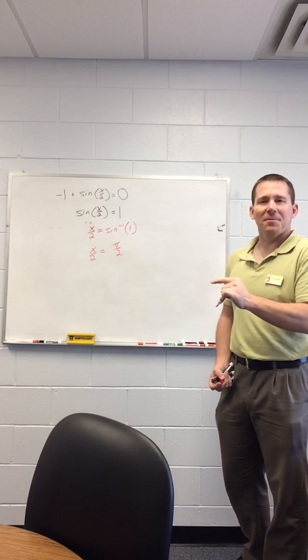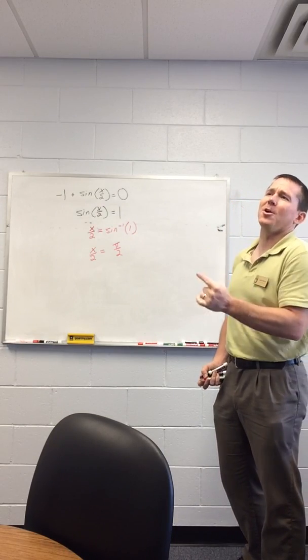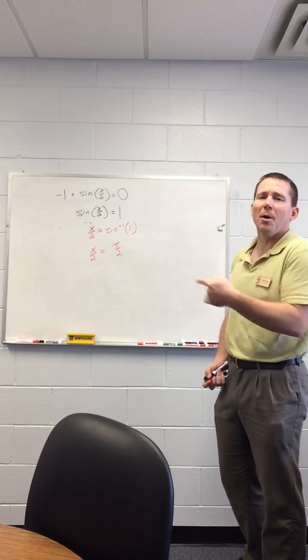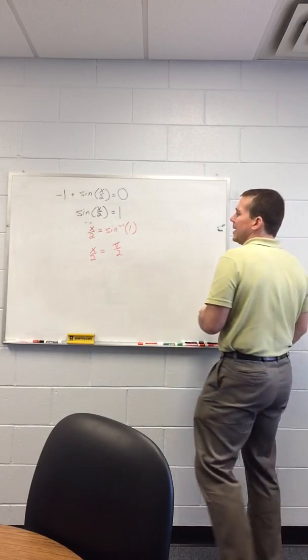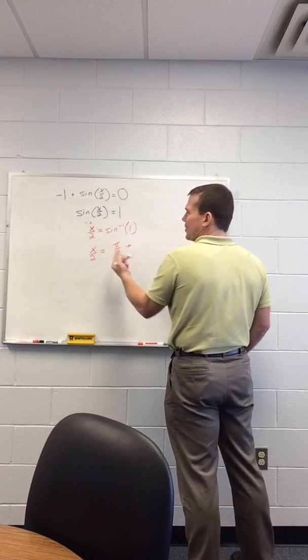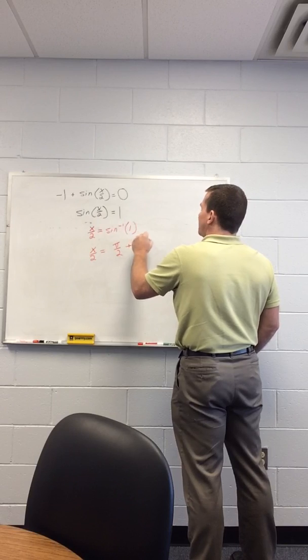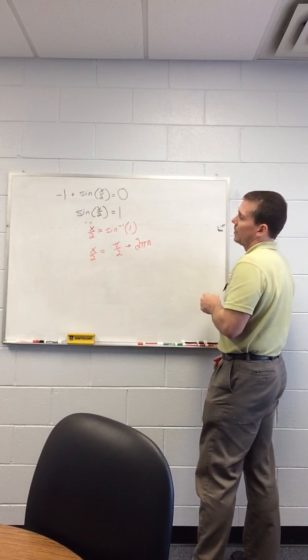But now we want to be careful, like we said. Are we looking for all solutions or only the solutions on the interval 0 to 2 pi? We'll do both here so we can practice. If I want all solutions, it occurs at 1 and then it repeats every 2 pi. So I do 1 plus 2 pi n.